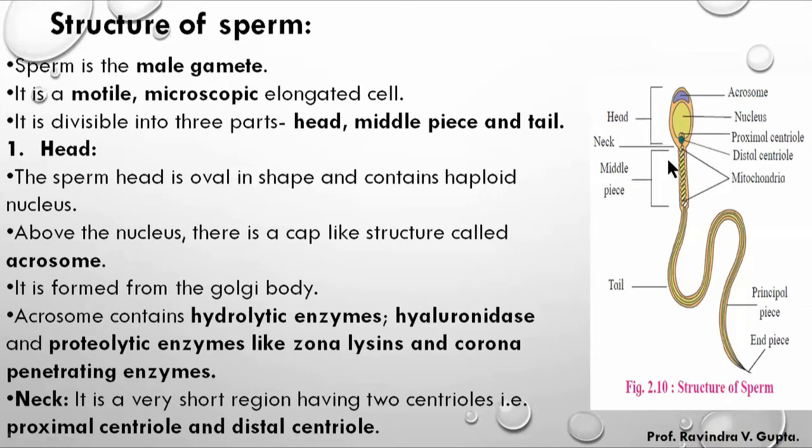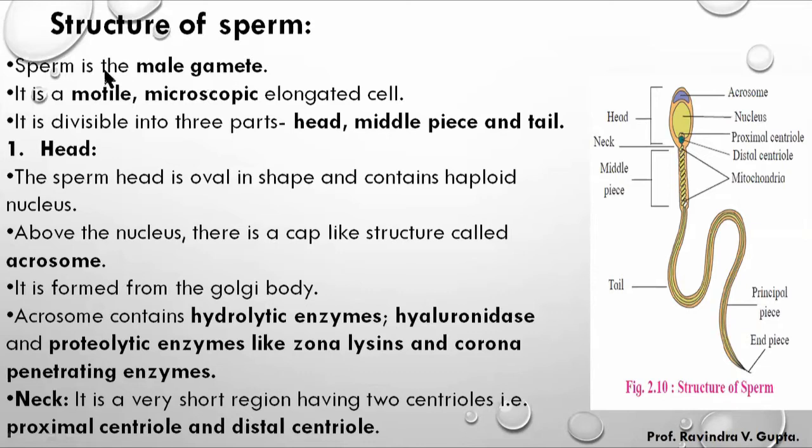Now you can see in this diagram that it has three parts: a head part containing the main part, the nucleus; then the middle part, consisting of mitochondria; and the last part, which provides movement, called the tail. Okay, now we are going point-wise.